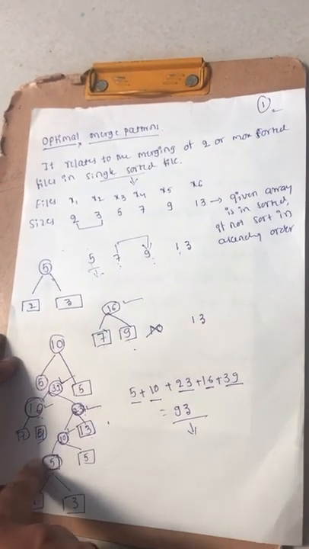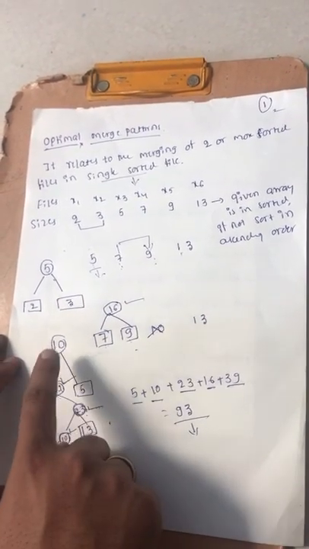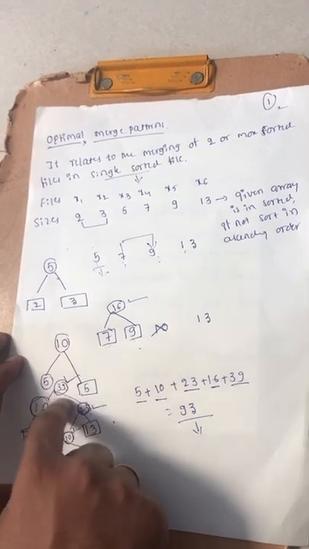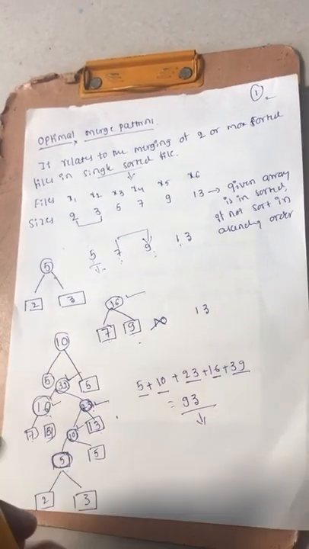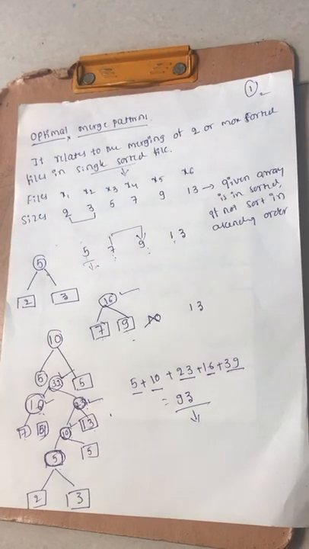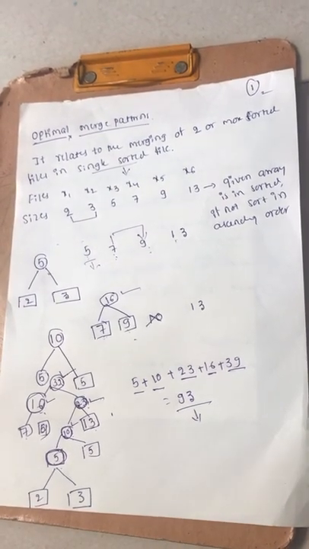Now we are going to add them: 5, 10, 23, 16 and 39. The total optimal merge solution will be 93 here. Okay, please trace this algorithm.